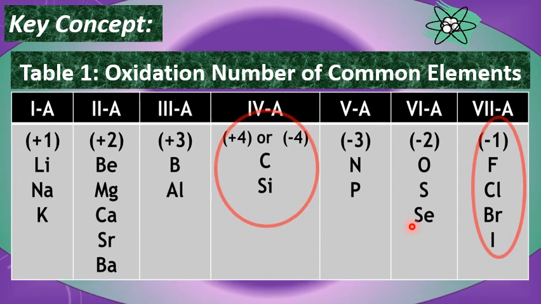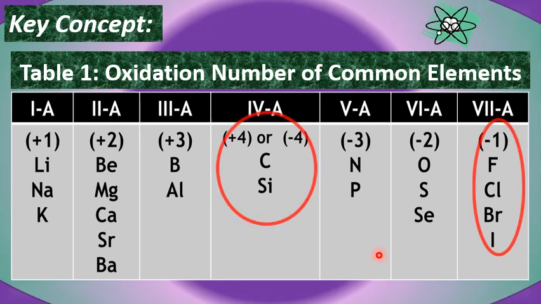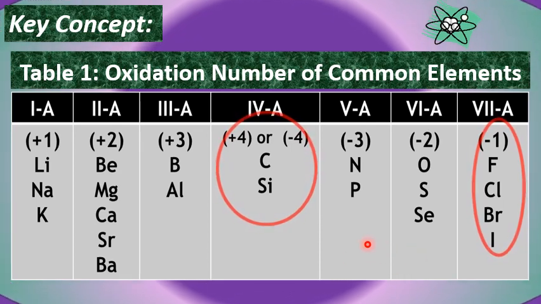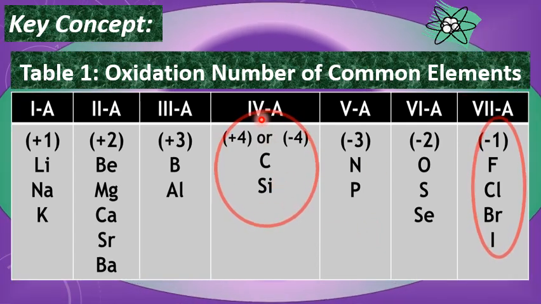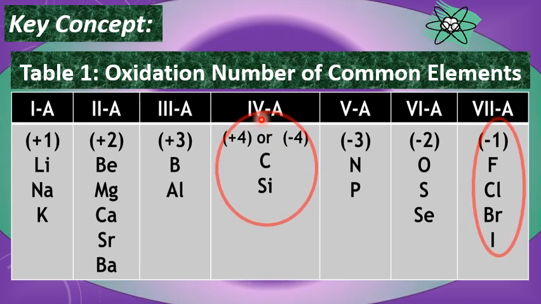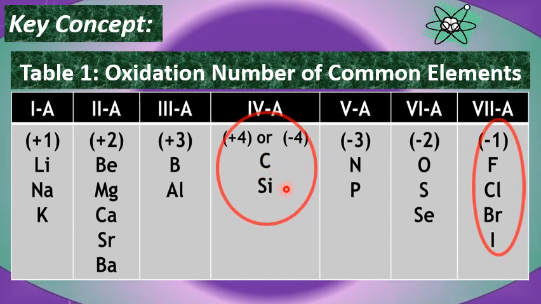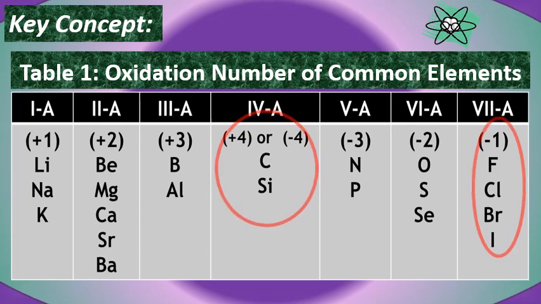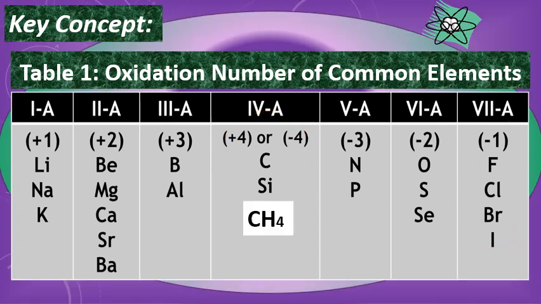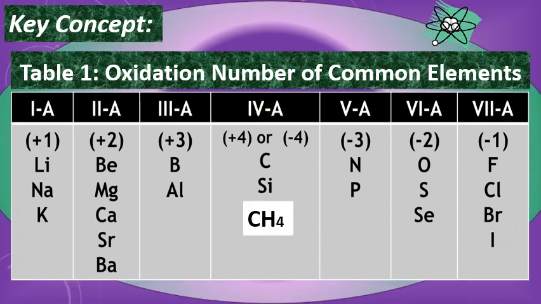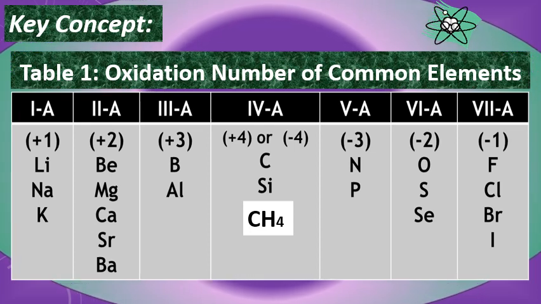Unlike metals, which are almost always in a positive oxidation state, the oxidation state of carbon in group 4A can vary widely from -4, such as in methane gas, CH4, to +4, such as in carbon dioxide, CO2.